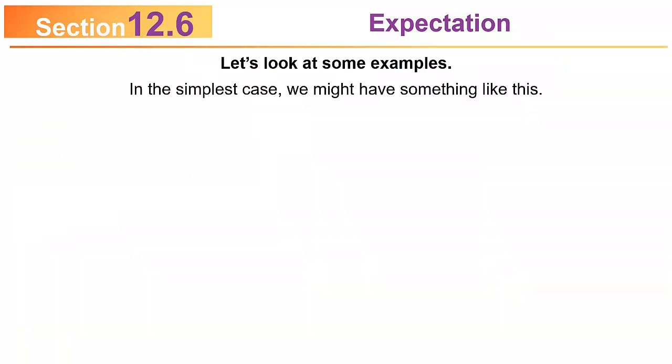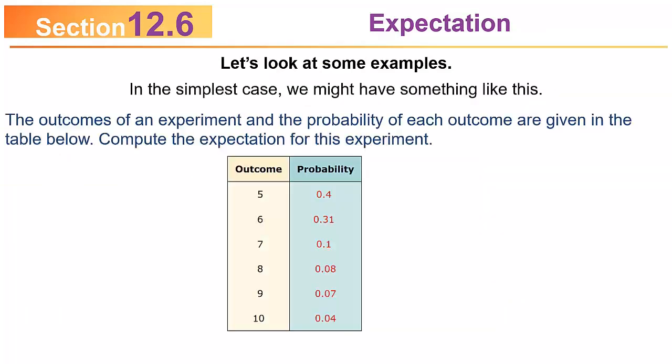In the simplest case, for example here, it says the outcomes of an experiment and the probability of each outcome are given in the table below. Compute the expectation for this experiment. They give you a column of outcomes, 5, 6, 7, 8, 9, 10, and the probability of each outcome.